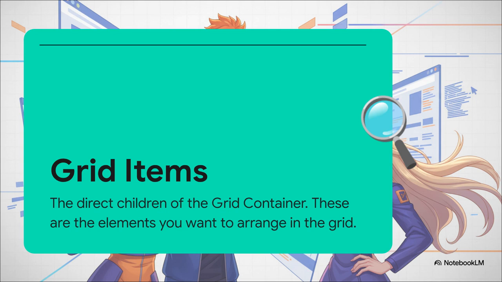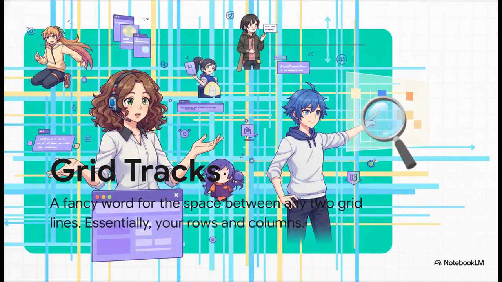And what lives inside the container? The grid items. These are your building blocks, your content, your images, your buttons. As soon as you declare a container, any direct child element automatically becomes a grid item, ready to be placed. Simple enough, right? Next, grid tracks. Don't let the name intimidate you. It's really just a fancy way of saying your rows and columns. When you define how many columns you want, you're creating the tracks for your items to sit in.